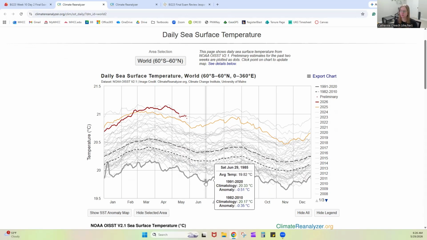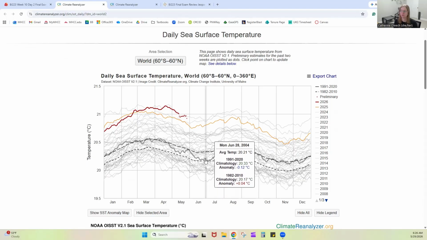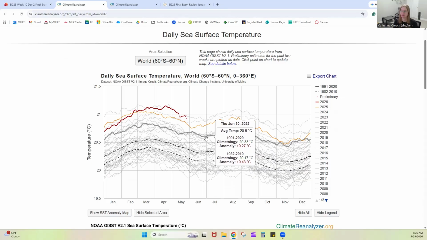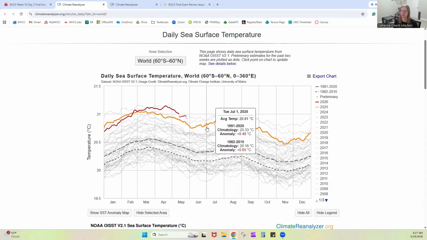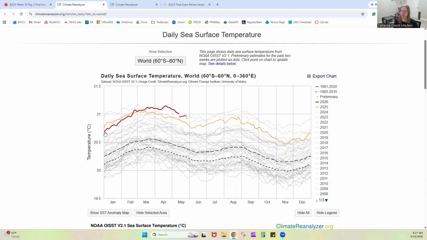So here we go. 1985. Orange line, 2005, 2004, 2003, and this red line here, this is this year. Independent variable, that is the thing that we are changing. We are changing time. Dependent variable, that is the thing that we are measuring. We are measuring the temperature in Celsius. So that's the dependent variable.